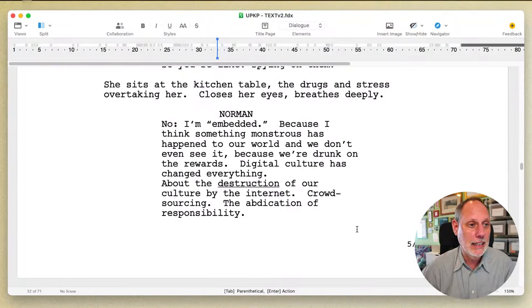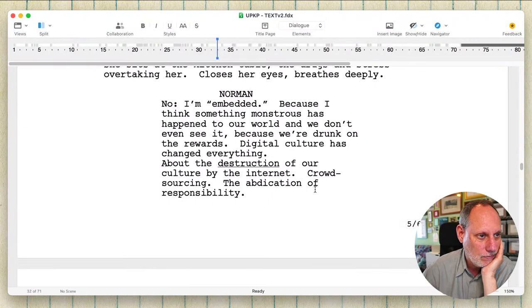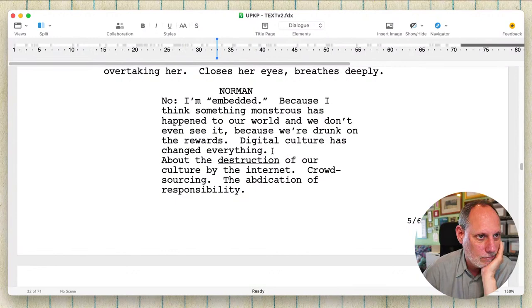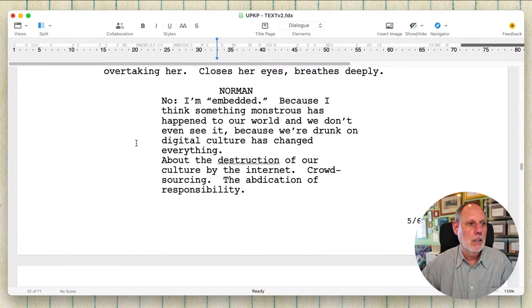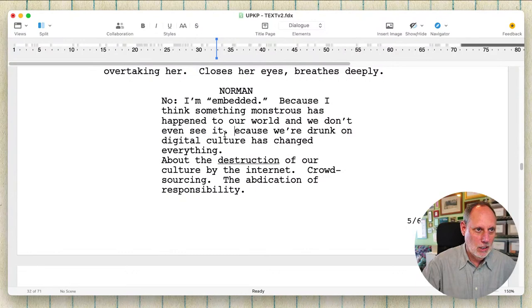Okay. Drunk on digital culture, because we're drunk on digital culture. Oh, I got two becauses here. So this is going on too long. Because we don't even see it. No, I'm embedded because I think something monstrous has happened to our world. We don't even see it. Period. Boom. Our way of seeing.